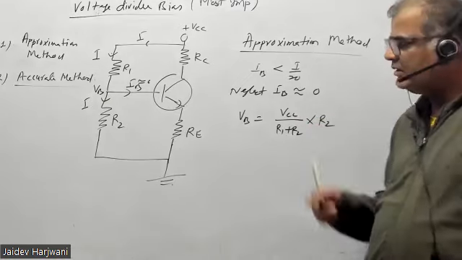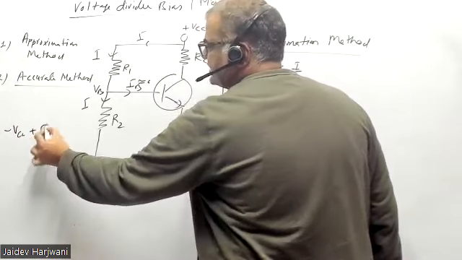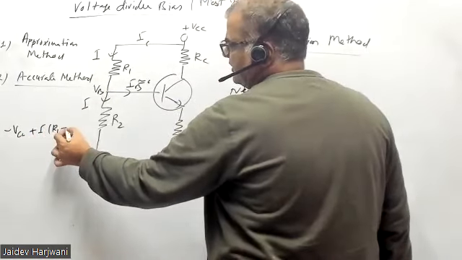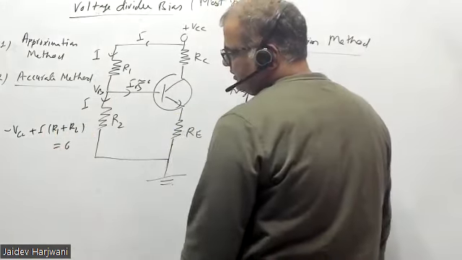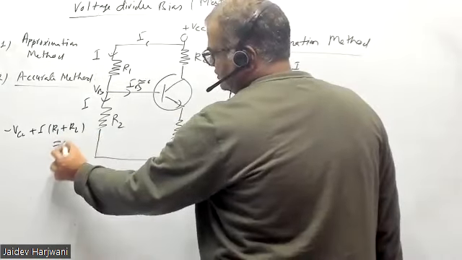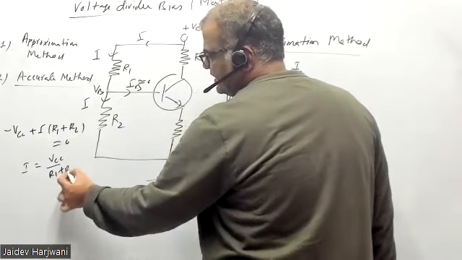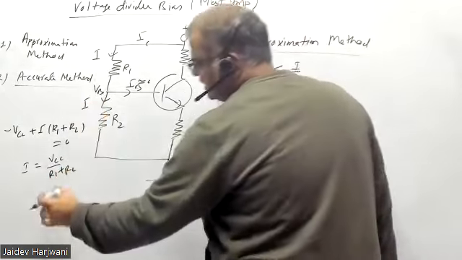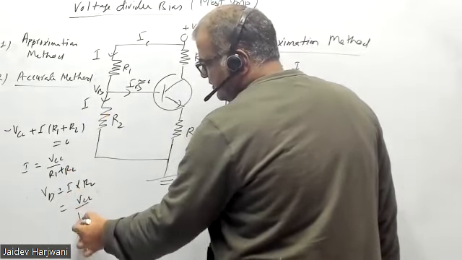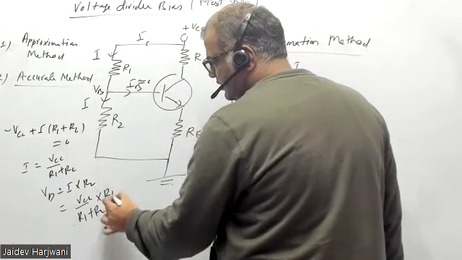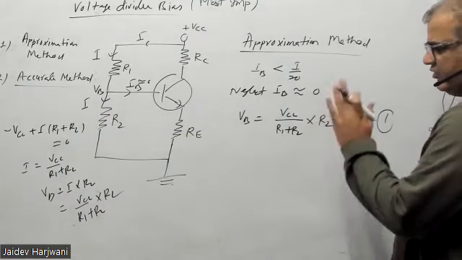Correct for everyone? Okay, I'm just applying the loop equation: minus VCC plus I into R1 plus I into R2 equals 0. So I becomes VCC upon R1 plus R2, and you want VB. VB is just I into R2, that is VCC upon R1 plus R2 into R2. This is the VB. Now you know this VB.